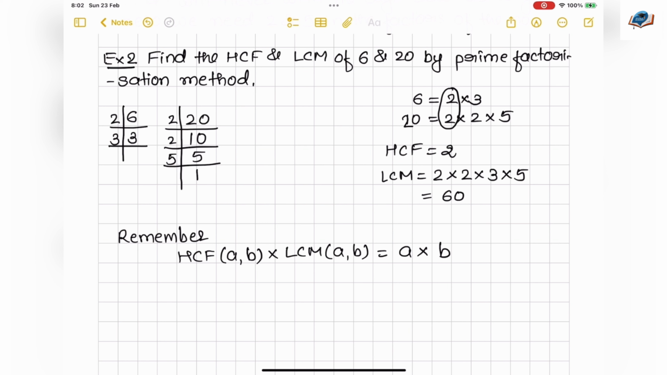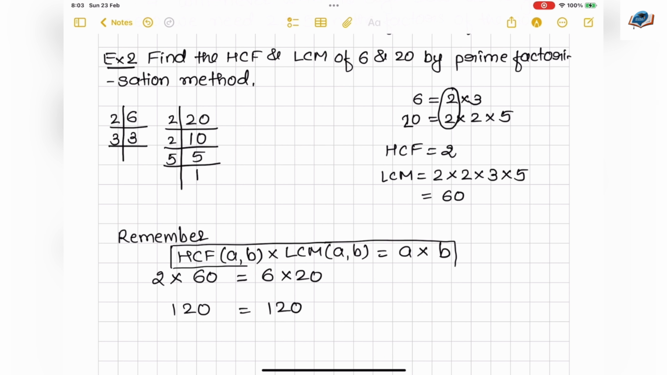HCF of A comma B, that is HCF of 6 comma 20, was 2. So 2 into LCM, which was 60, will be equal to the product of the two numbers, that is 6 into 20. So this side came 120, this is also 120. This formula is used to solve many of the sums asked in the paper, which we will be discussing later.